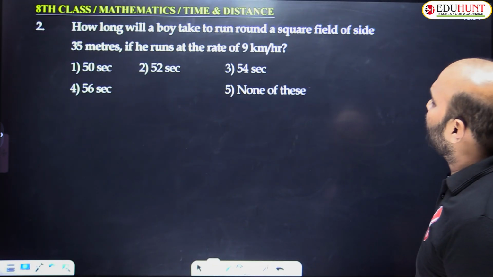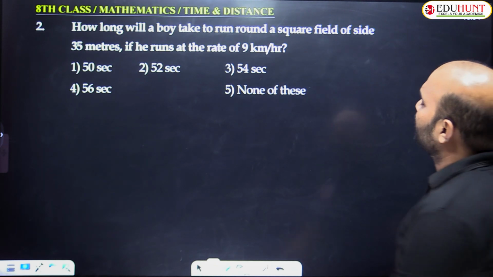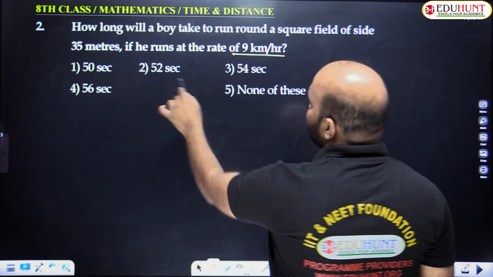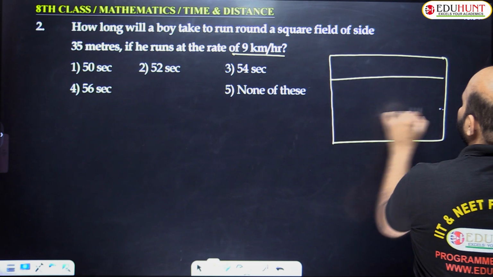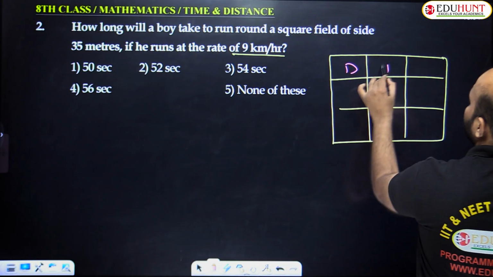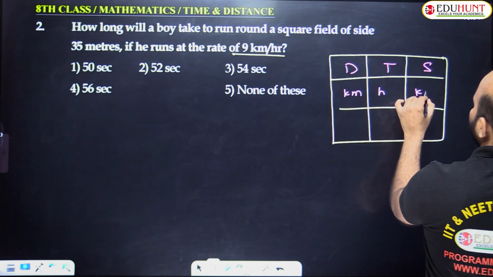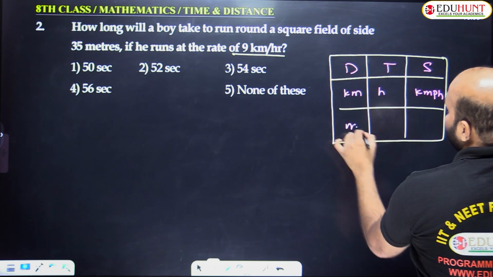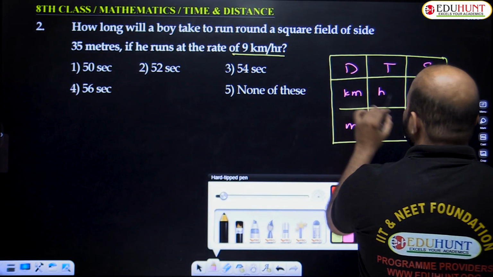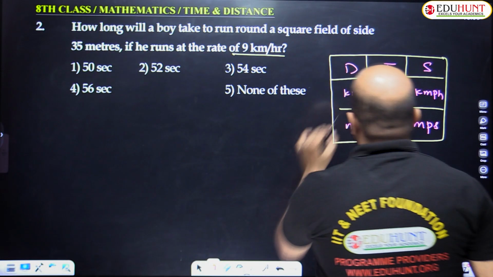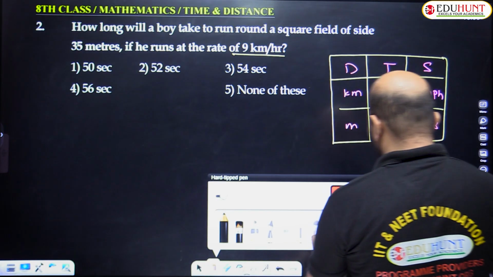How long will a boy take to run around a square field of side 35 meters if he runs at the rate of 9 km per hour? The time is asked in seconds, and the options are already given in seconds. According to the units concept, what is the DTS rule? If distance is given in kilometers, time must be taken in hours, and speed in kilometers per hour. If distance is given in meters, time must be taken in seconds, and speed in meters per second. Since time is asked in seconds, distance is taken in meters and speed must be converted into meters per second. That is a very important thought.